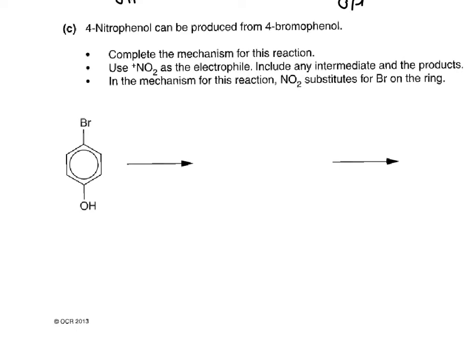Okay, so we've got to do a mechanism on this one here. They've given us the electrophile. So that's plus NO2 is our electrophile. Remember, the arrow has got to come from the electrons, and the electrons are in the curly ring here.